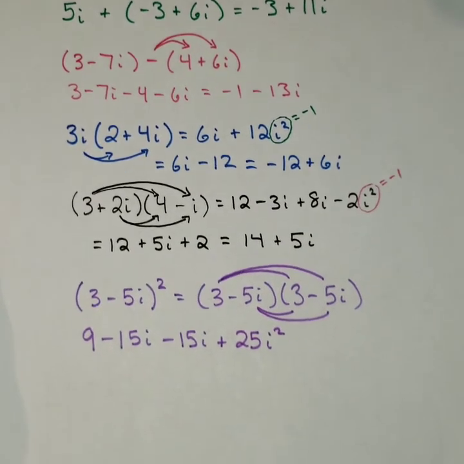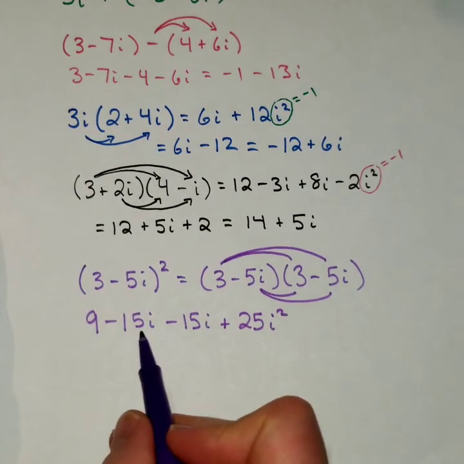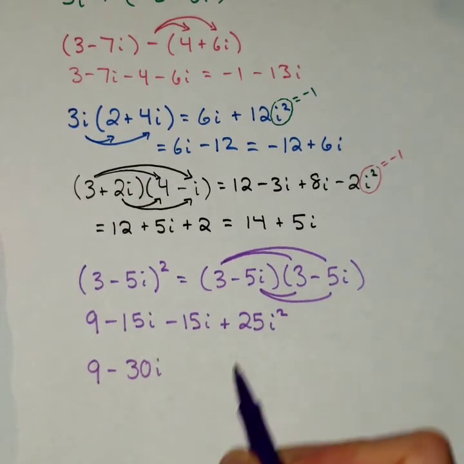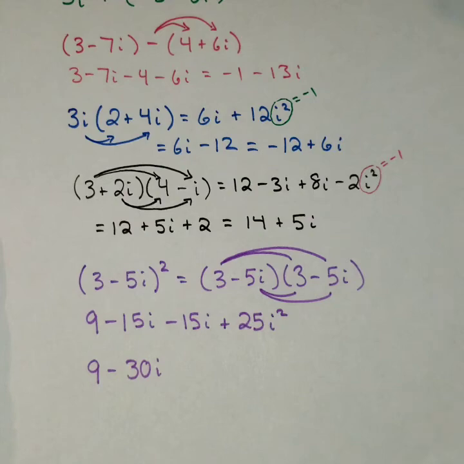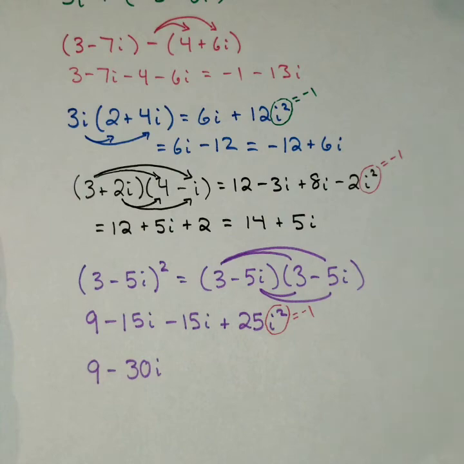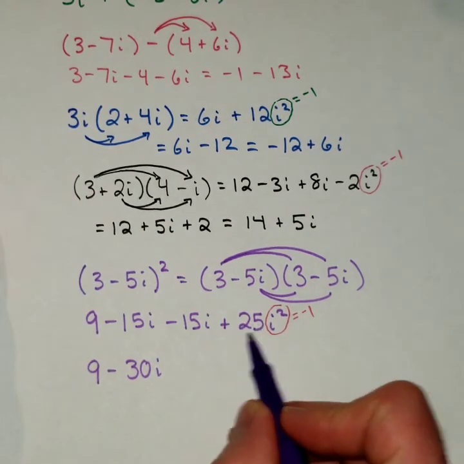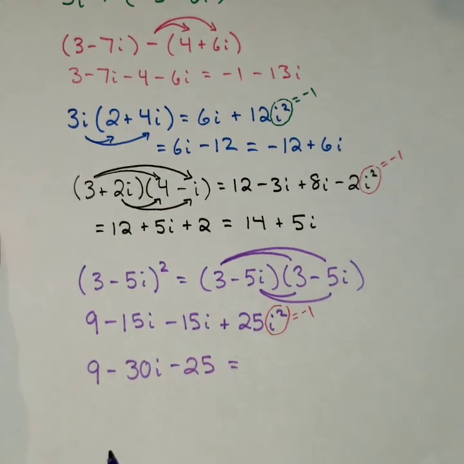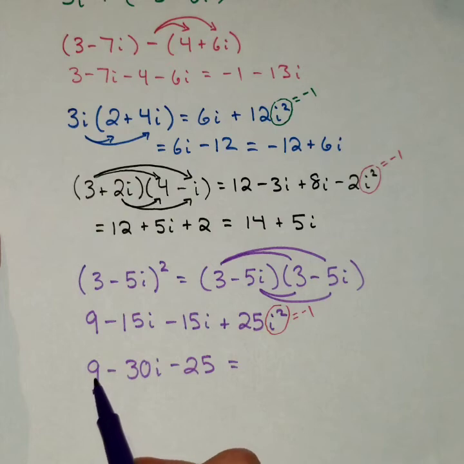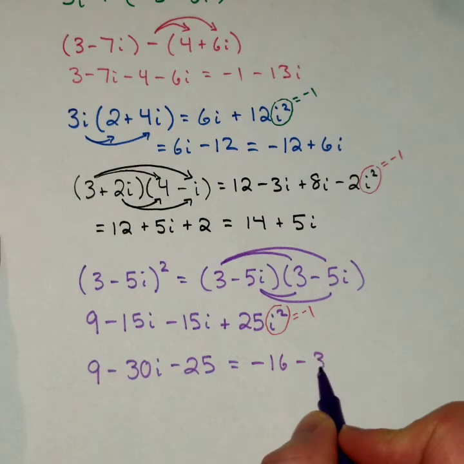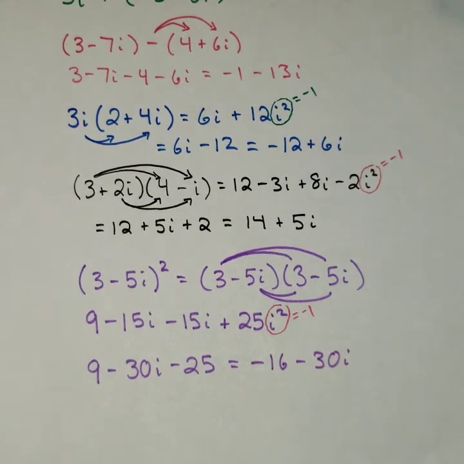Now when I combine my like terms in the middle here, I get 9 minus 30i. And then again, this i squared is really equal to negative 1. And so negative 1 times 25 is negative 25. If I want to write that in standard a plus bi form, 9 minus 25 is negative 16 minus 30i. Okay?